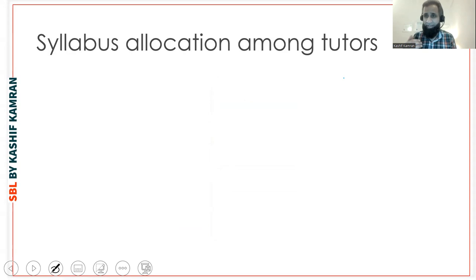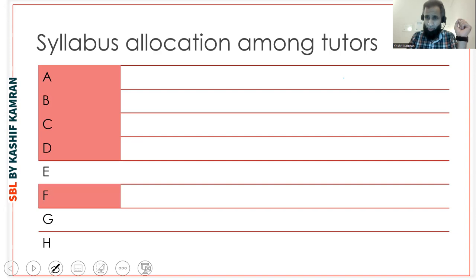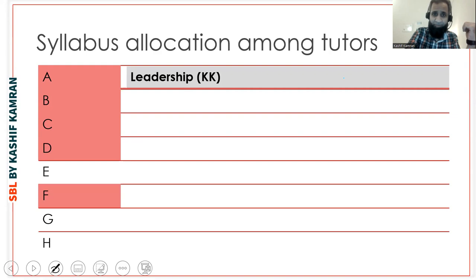Syllabus area A, B, C, D. Syllabus area E, F, G, H. Now, these are 8 syllabus areas, and when you look at them from A to H, this is how they are bifurcated between myself and my colleague, Mr. Hussain Kazi. Syllabus area A is about leadership, and this is the syllabus area which I am taking. KK is my initial, right?